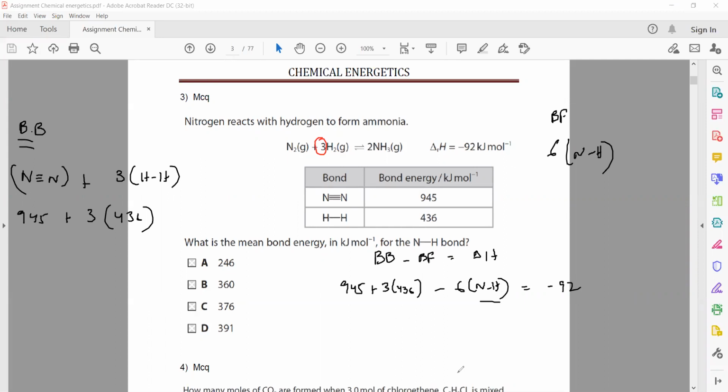So we only need the energy for the N-H bond. It will come out after solving this. This 945 will move to the other side, so it will come out as 391 kilojoule per mole. That is the bond energy for N-H. Simply we have to move the 945 to the other side, 3 times 436 to the other side, and then the 6 is multiplied, so we divide. So our final answer will be 391 kilojoule per mole.